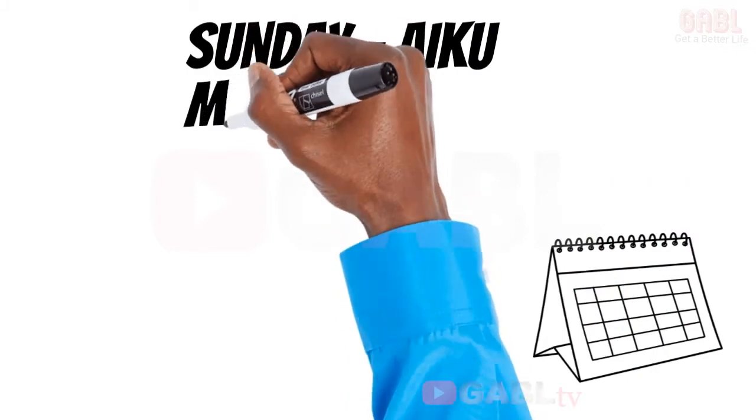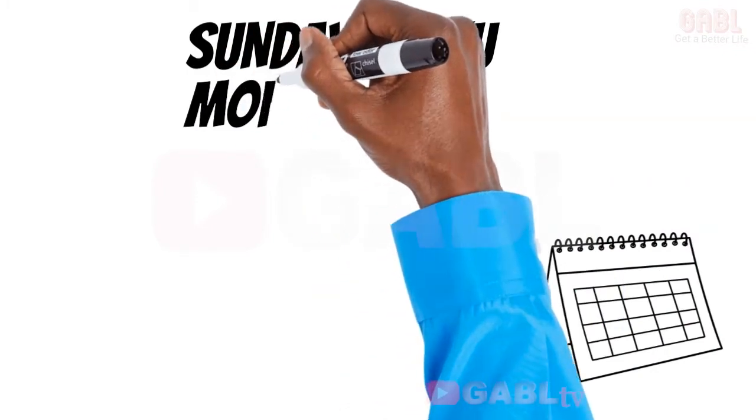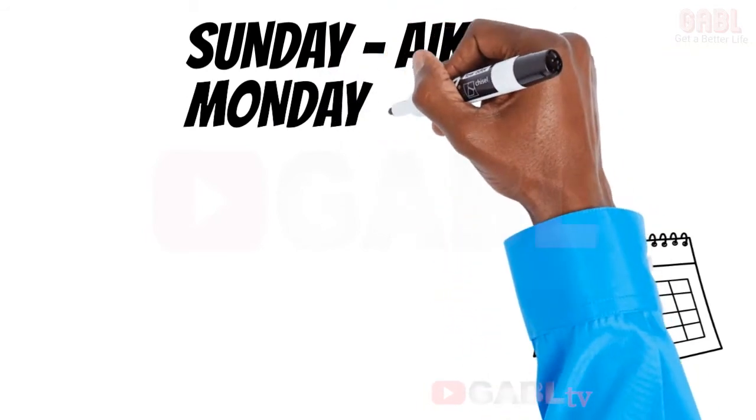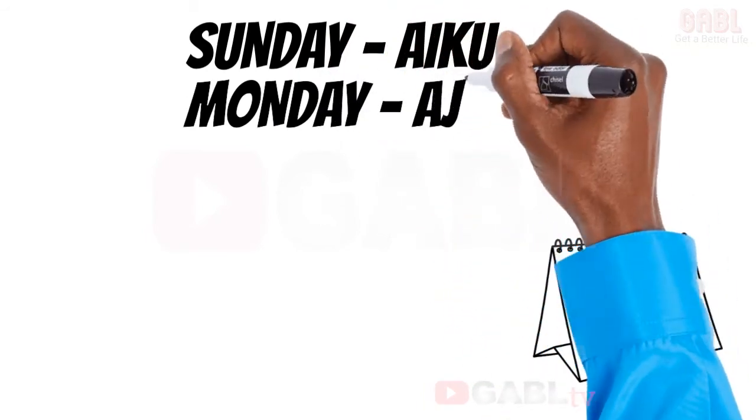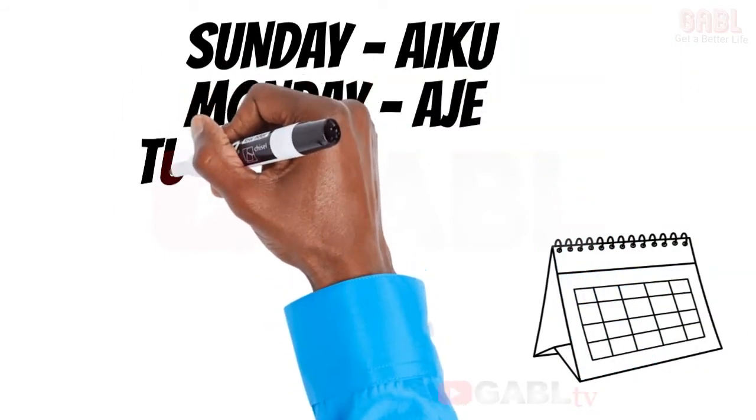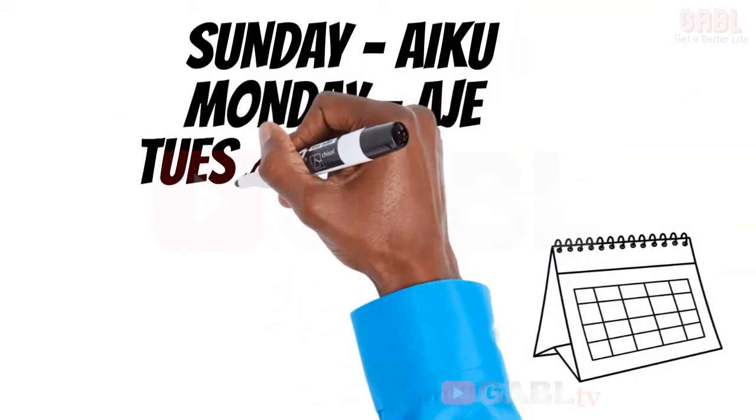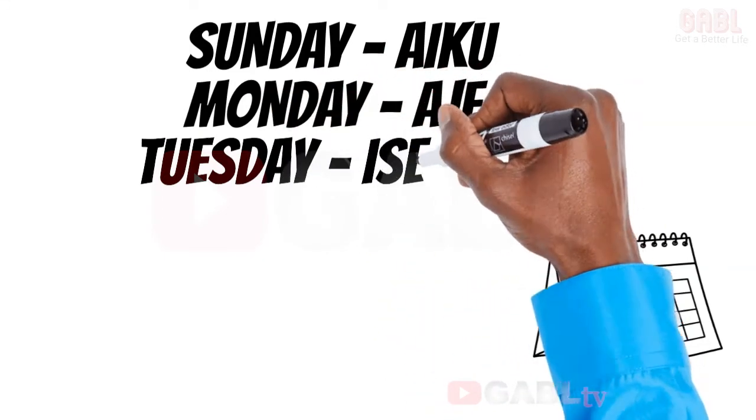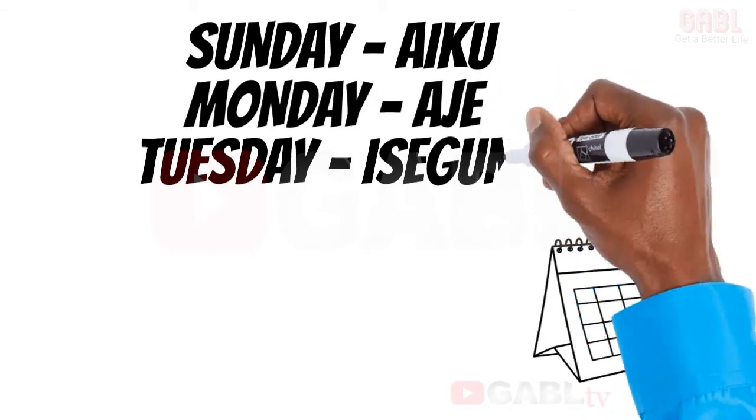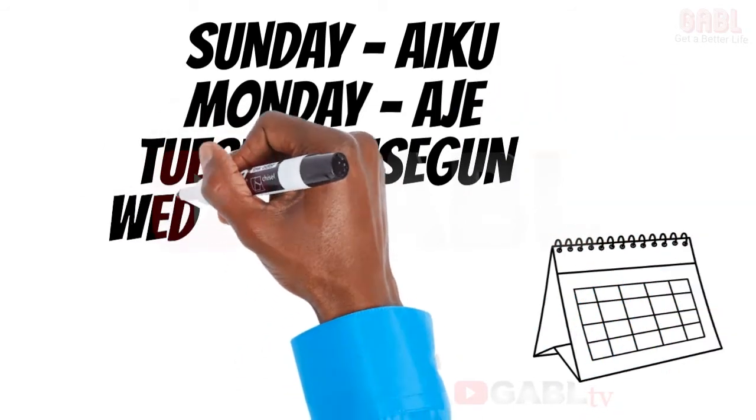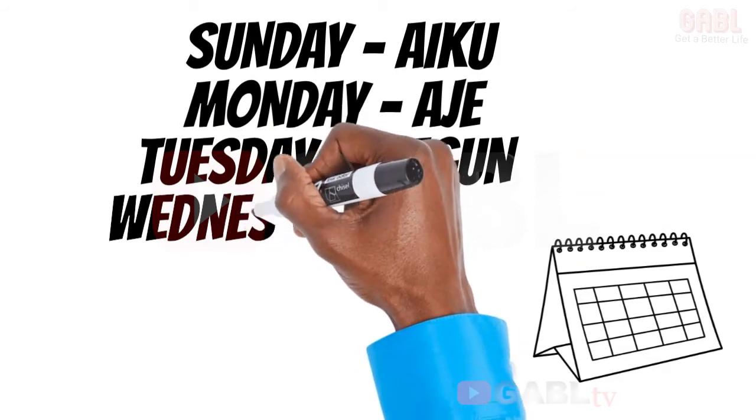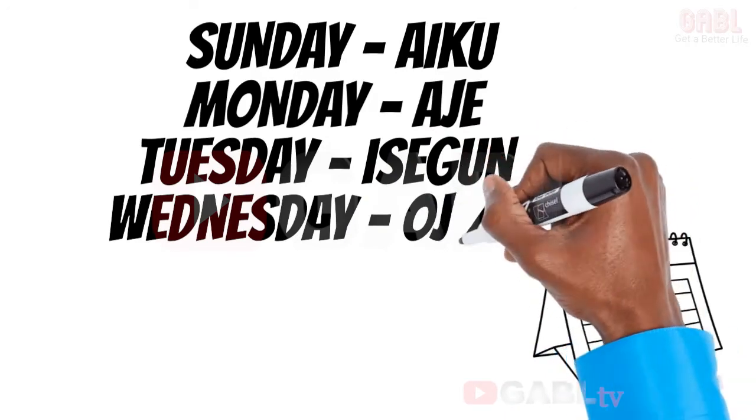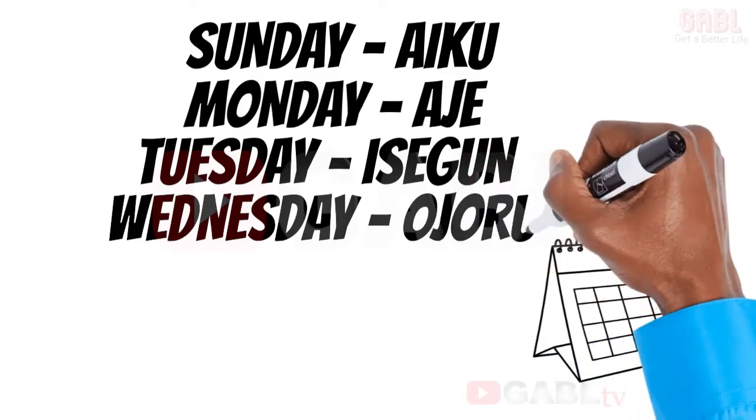Ojo Keji, that is the second day of the week known as Monday, is called Aje. Ojo Keta, that is the third day of the week known as Tuesday, is called Isegun. Ojo Kerin, that is the fourth day of the week known as Wednesday, is called Ojoru.